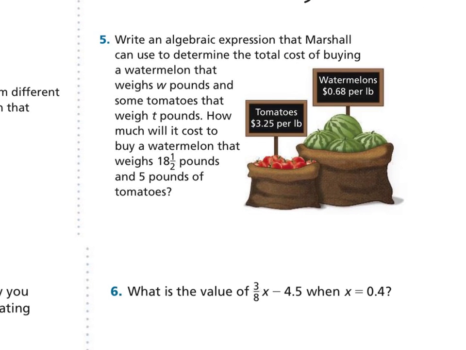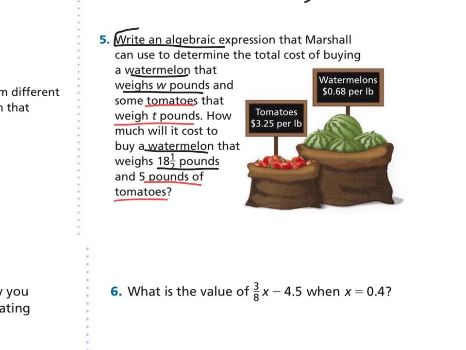Number 5, they want us to write an algebraic expression Marshall can use to determine the total cost of buying a watermelon that weighs W pounds and some tomatoes that weigh T pounds. And how much will it cost to buy a watermelon that weighs 18.5 pounds and 5 pounds of tomatoes? So this one we've got 2 different variables. They already defined them for us. The watermelon weighs W pounds, and the tomatoes weigh T pounds. So our watermelon is going to be 18.5 pounds, and we're going to get 5 pounds of tomatoes.